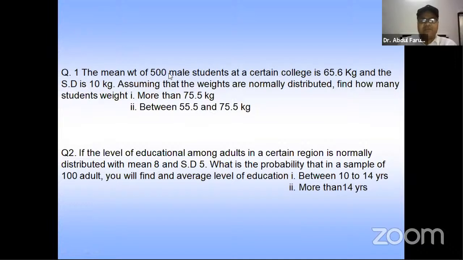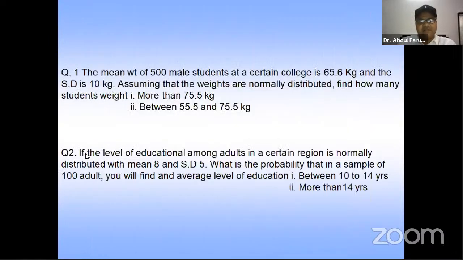The mean weight of 500 male students at a certain college is 65.6 kg and the standard deviation is 10 kg. Assuming that the weights are normally distributed, find how many students weigh more than 75.5 kg, between 55.5 and 75.5 kg. इस तरीके के प्रॉब्लम्स को जो है ना हम नॉर्मल डिस्ट्रीब्यूशन डाटा से हम जो कैलकुलेट करते हैं जेड की वैल्यू निकालते हैं इसके इसमें.